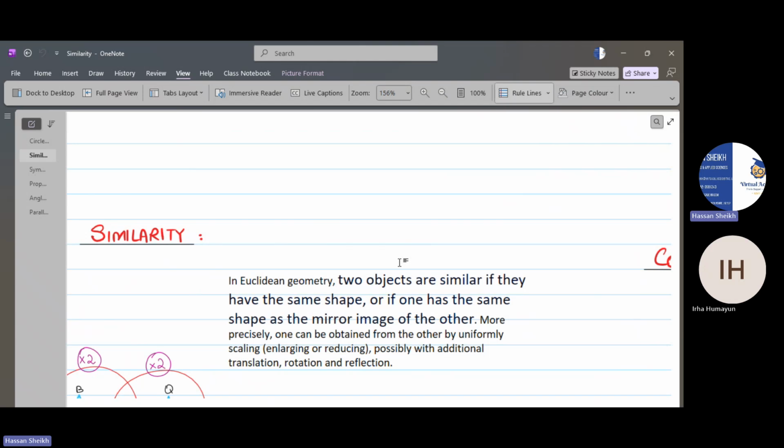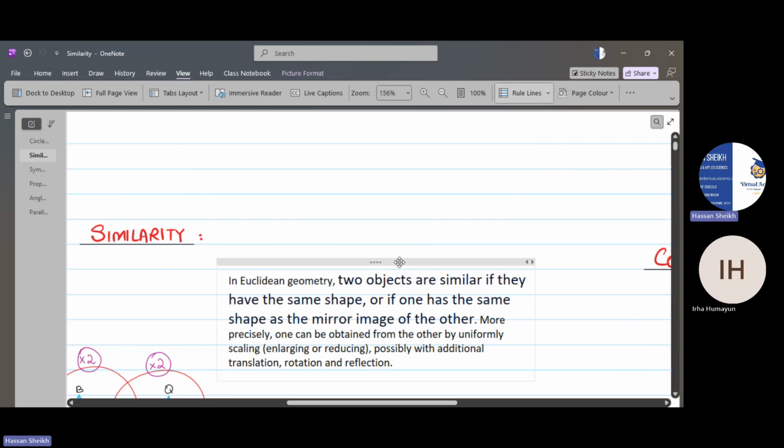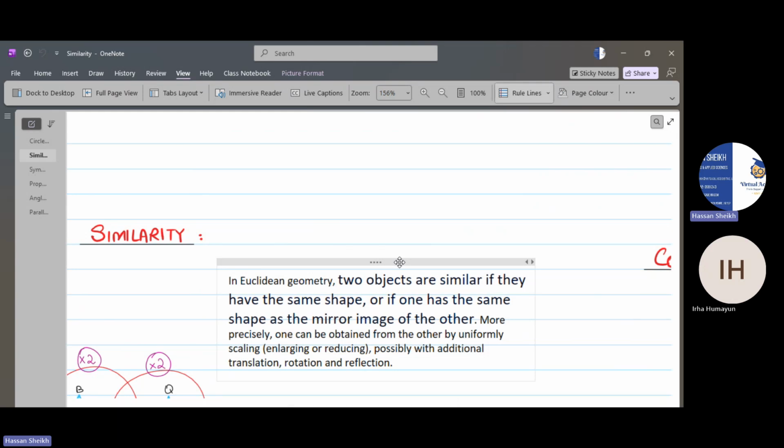Let us understand similarity verbally. In geometry, two objects are similar if they have the same shape, or if one has the same shape as the mirror image of the other. More precisely, one can be obtained from the other by uniformly scaling.